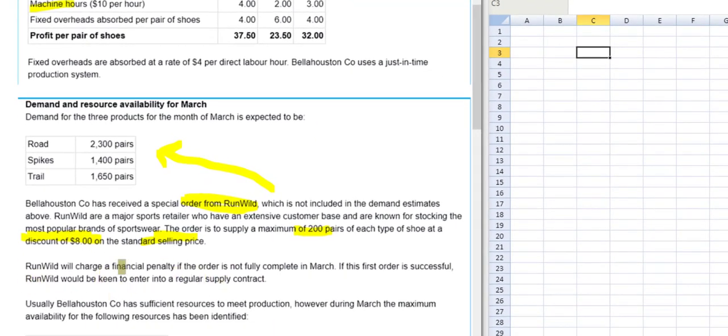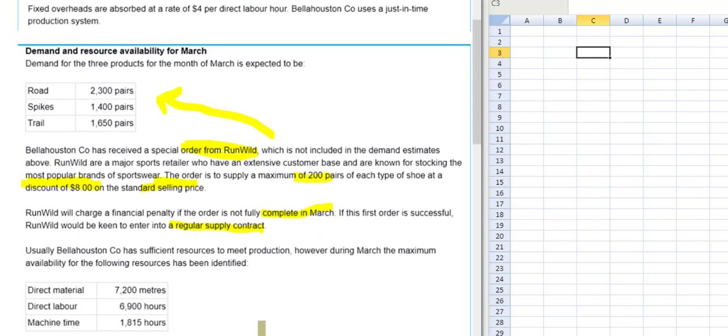Then it says Rumworld will charge a financial penalty if the order is not fully complete in March. So this is part 2 of the question. We needed to find out what's the maximum that we'd be willing to pay as a financial penalty if we did not go through with that order. Now note for part B, it says if the first order is successful, Rumworld will be keen to enter into a regular supply contract. So that is a point for part B, discuss whether we should go ahead with Rumworld or not. In the future, if we do well in March, i.e. we complete the order, we're going to get a regular supply. That's a really important point to make.